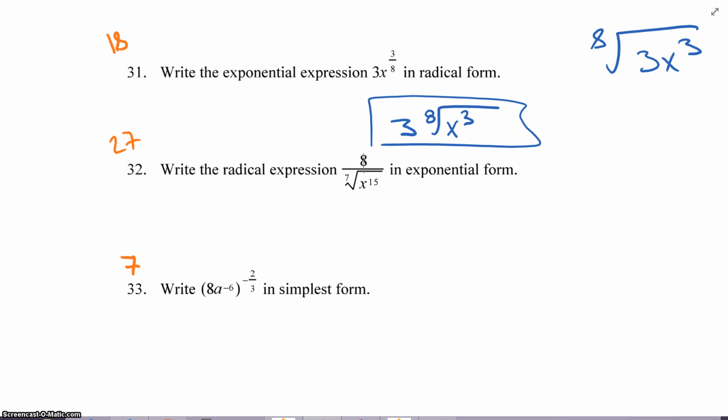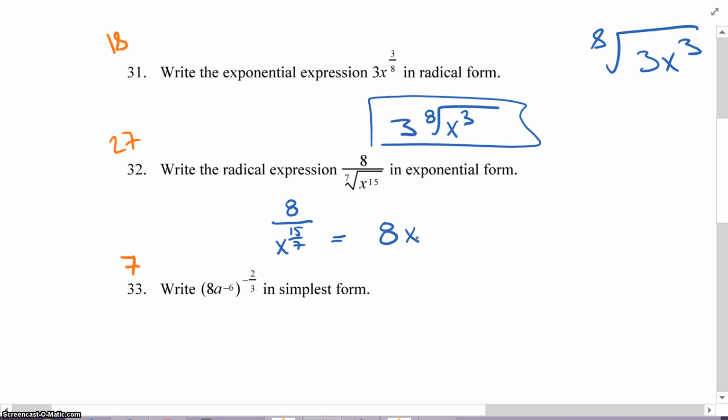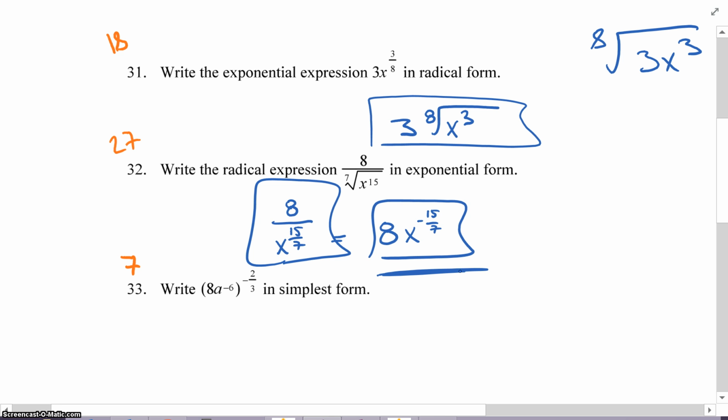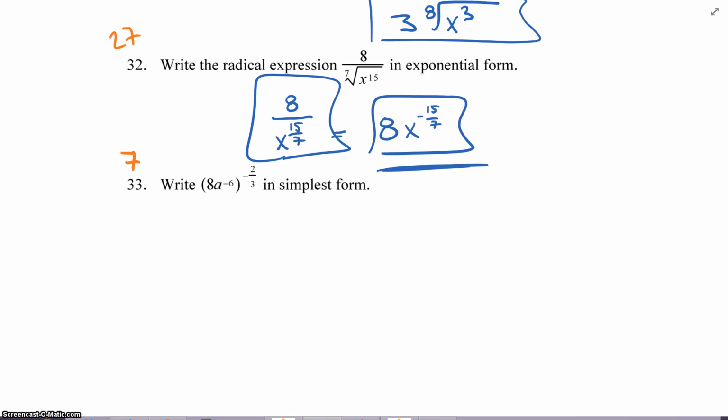Next one, write the radical expression of 8 over the 7th root of x to the 15th. So I could write it as 8 over x to the 15 over 7, which I accepted, or you could say 8x to the negative 15 over 7. Either of these are right. The one to the right is the really correct answer, because you're not supposed to have exponential exponents in the denominator.